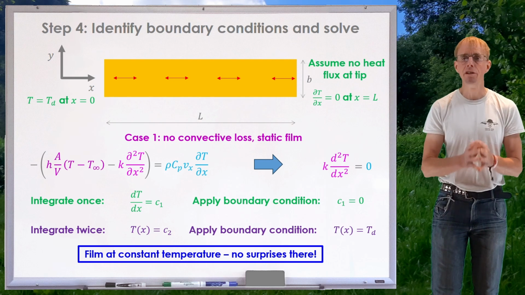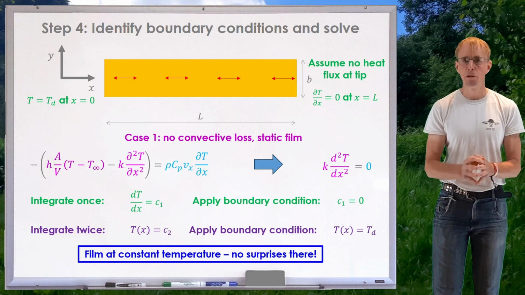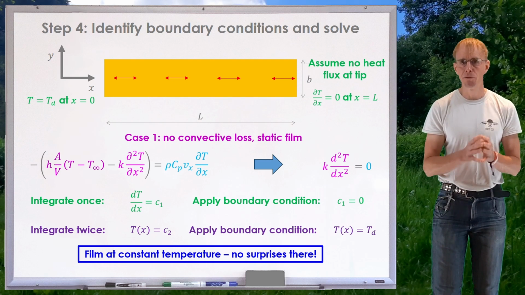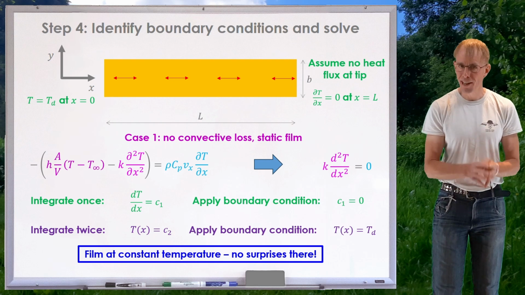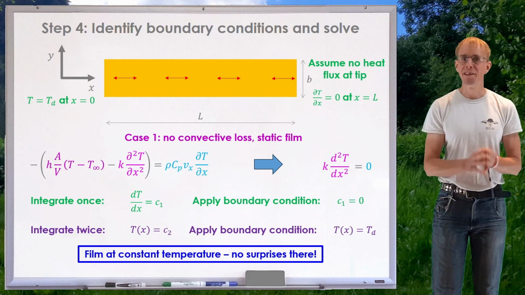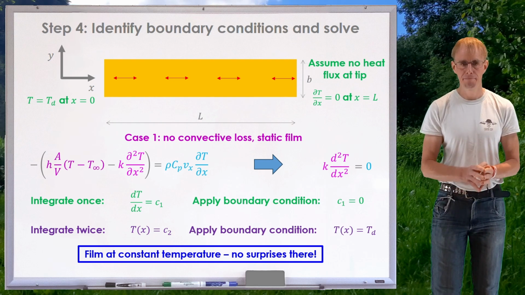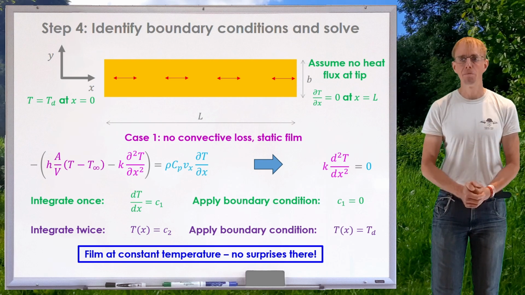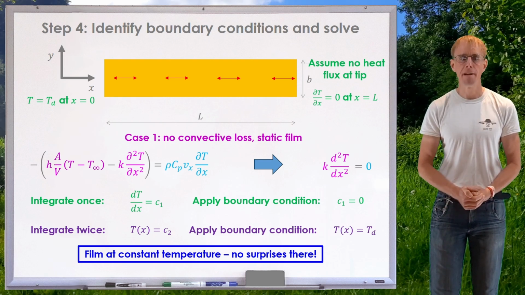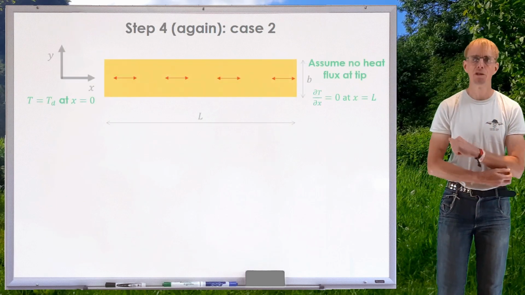This is why I've included this somewhat facile problem, because it illustrates how powerful the mental model is, and it illustrates the value of sitting down and thinking about things carefully. Okay, so we've got film at a constant temperature. Not a great deal of surprise there. All right, let's look at case 2.